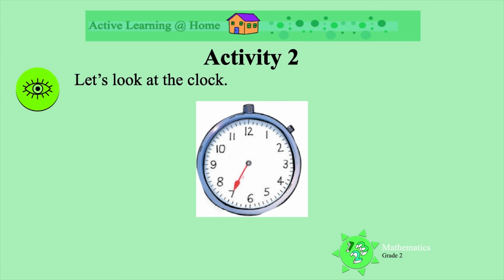Now let's have a look at this clock. We have one hand on this clock. It is a long hand, that tells us minutes. And the long hand is pointing to the number 7. Let's try counting in 5s for each of the numbers on the clock from 1 until we get to 7. Let's start at the 1. 5, 10, 15, 20, 25, 30, 35. The long hand is pointing to the 7. It is 35 minutes past.